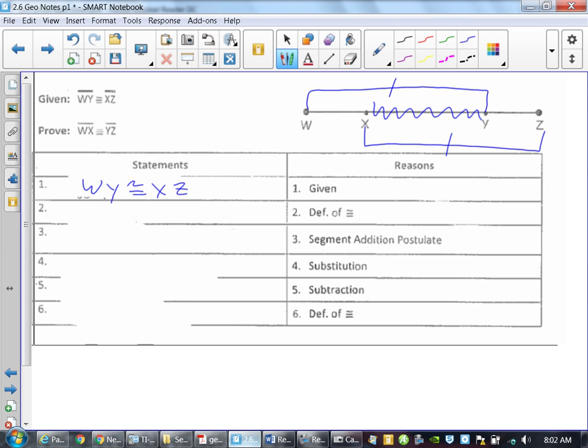That's how we're going to get there. But look at what their next reason is. You'll start to see you have segment addition, substitution, subtraction, but you're starting in congruency. We have to change it to equality. So hey, this is what you were asking earlier. Can I use that definition of congruency for either one of them? Yes. WY equals XZ.